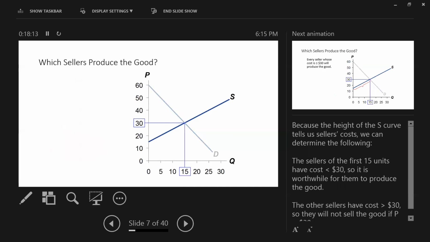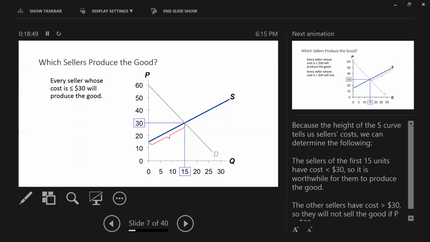Now on the seller side of the market, we see something very similar. Which sellers produce the good? Well, at a price of 30, a seller is only going to produce the good if that seller receives positive producer surplus, meaning they would have to be able to sell the good at a price above their marginal cost. So a seller's only going to go ahead and sell at a price of 30 if his marginal cost is below that. So all these sellers down here on the lower part of the supply curve, all of them have a marginal production cost, a willingness to accept, less than $30.